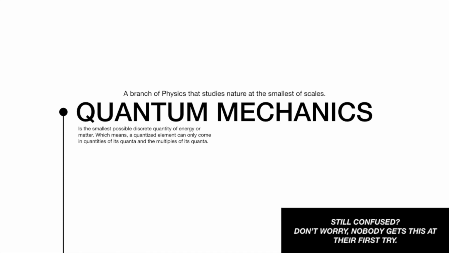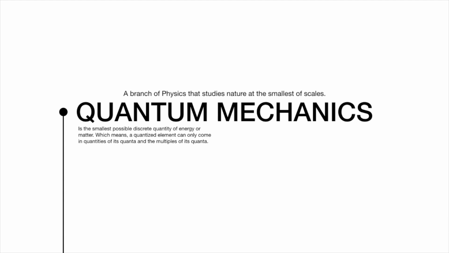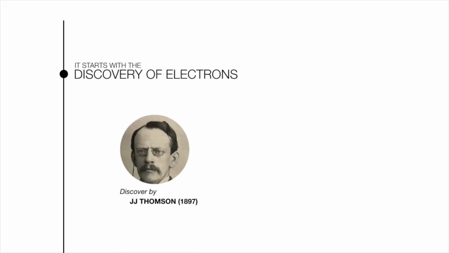Still confused? Don't worry, nobody gets it on their first try. It actually is not as hard as it seems. We can look through the quantum timeline. That way, it will make it easier to understand the concepts of quantum mechanics. We will start with the discovery of electrons.